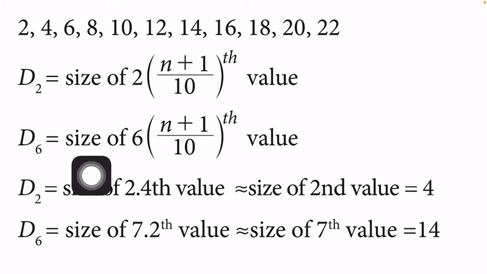Similarly, D6 is size of 6 into (n plus 1) by 10th value. N is 11, so 6 into 11 plus 1, that is 12 by 10th value. While simplifying this number, I get 7.2. While rounding it, it is the 7th value, size of 7th value. The 7th value is 14. So, 14 is the answer.